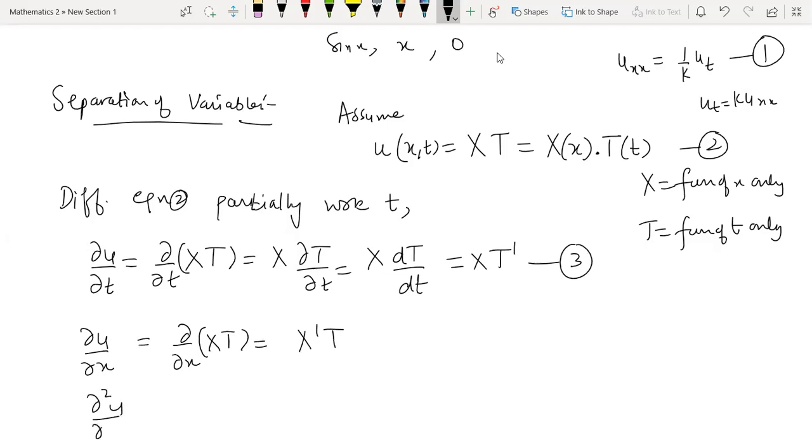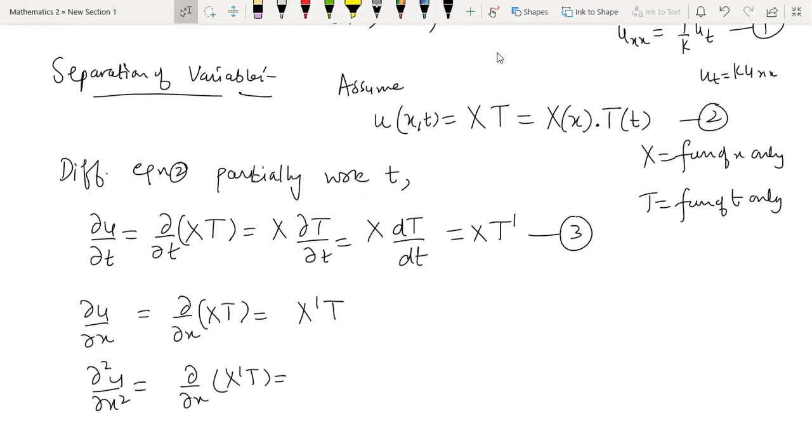And what is del 2u by del x2? One more time you differentiate with respect to x, because I need the second order derivative with respect to x. So that's why one time and then a second time with respect to x. So it is going to be X double dash into T. T is just going to behave as a constant when you are differentiating with respect to x.